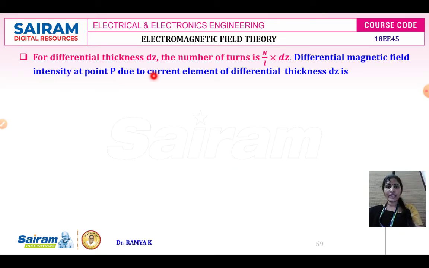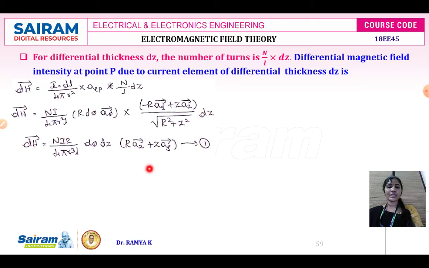For differential thickness dz, the number of turns is going to be N by L into dz. Therefore, the differential value of the magnetic field intensity at point P for the thickness dz can be written as dH is equal to I dl divided by 4 pi r square. According to Biot-Savart's law, we have written the formula like this.